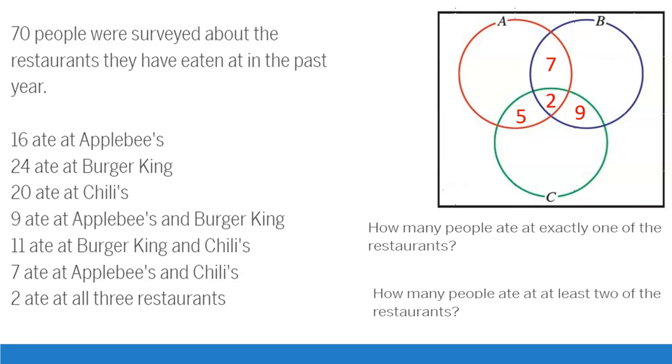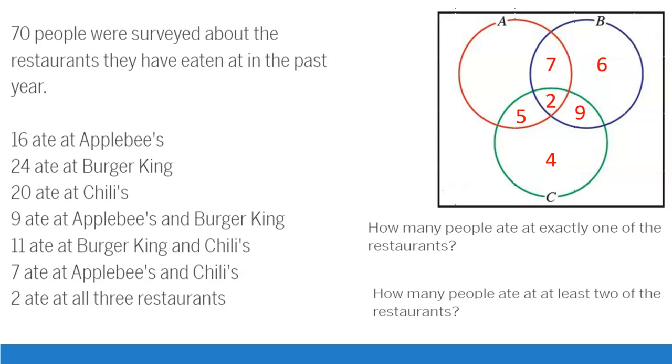20 ate at Chili's, so in the entire C circle, C for Chili's, we have to have 20. We've already got 5 plus 2 plus 9, that's 16 in that circle, so there's another 4 in this part of the diagram. 24 ate at Burger King. That means in the entire B circle, we have to have 24. We already have 7 plus 9 plus 2, which is 18 in that part of the diagram. So another 6 would have to be here to give us 24 in the entire B circle.